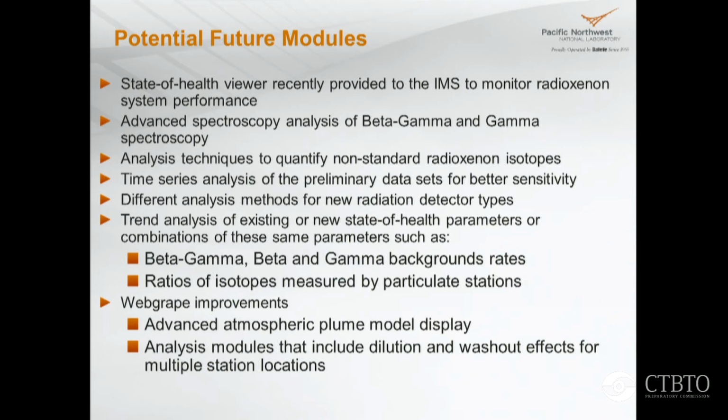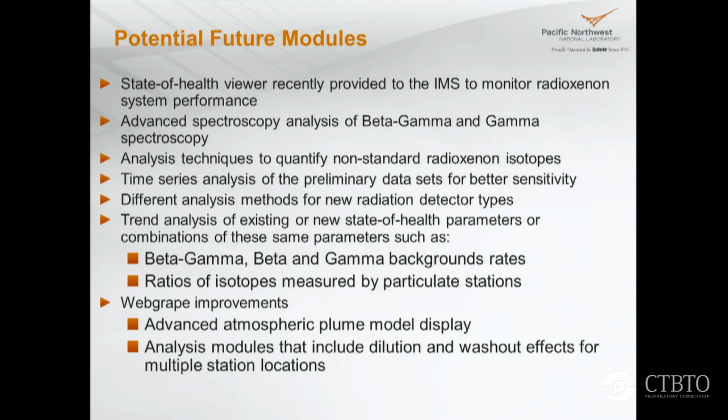Data Health Viewer. This is something that was recently provided to the IMS to monitor the radioxenon systems. Again, it was based on a web-based graphical user interface, and it simply displays the data that's coming in. Once you can display the data, you can think of ways that you want to analyze that data and then redisplay it. The brains behind the development is what algorithms you want to develop and put into a platform so that you can view them and start making decisions based on them. Of course, advanced spectroscopy analysis for beta gamma and gamma spectroscopy.